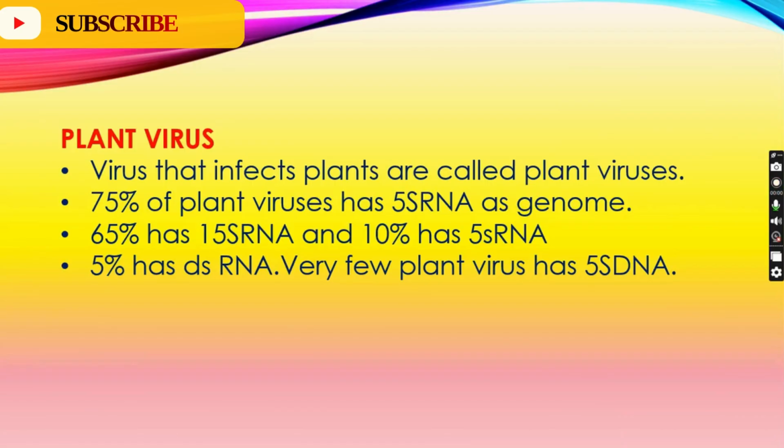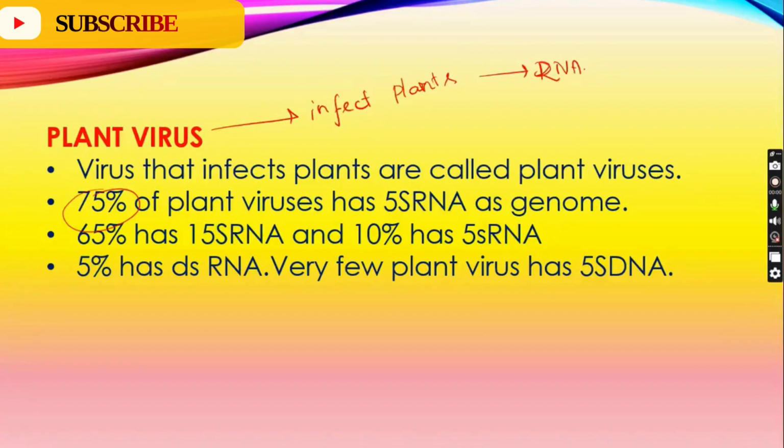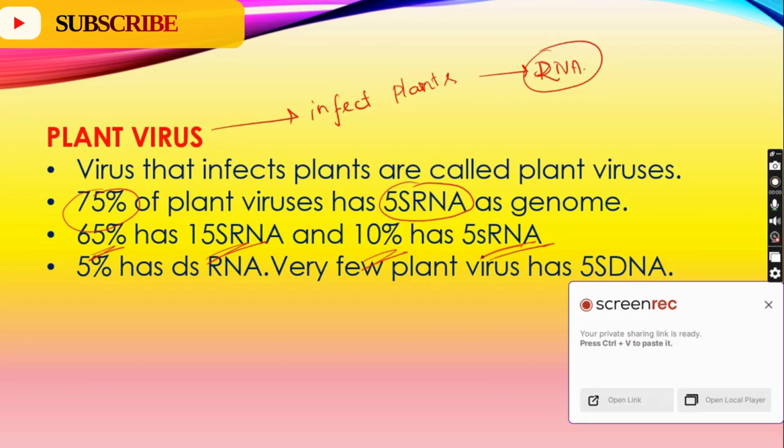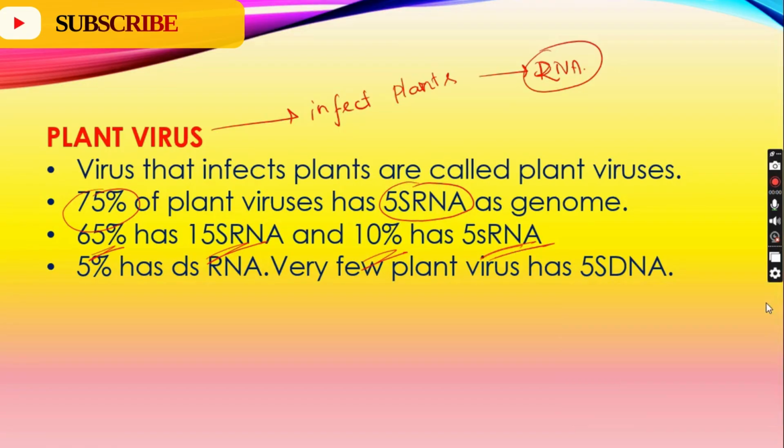Next, we are going to see about the plant viruses. Plant viruses are mostly RNA viruses. 75% of plant viruses have 5S RNA as a genome, 65% have 15S RNA, and 10% have 5S RNA. Then 5% have double-stranded RNA. Very few plant viruses have DNA. So, most of the plant viruses are RNA viruses.